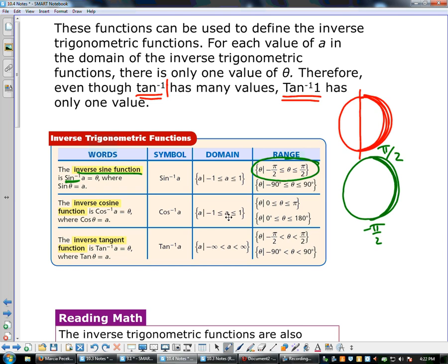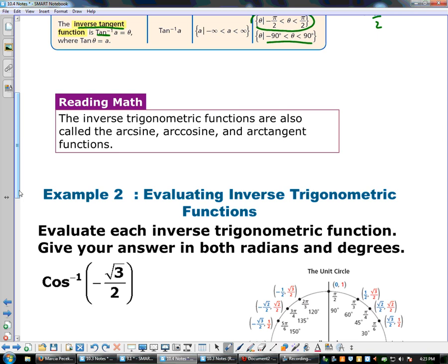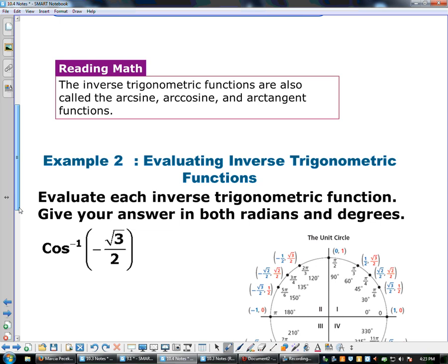If I'm looking for the inverse cosine function, again with a capital C, that restriction, my angle measure, is between 0 and pi. And if you notice, underneath each of these, it's giving you the equivalent in degrees. So cosine is the top half of the circle, and then the inverse tangent function with a capital T, that restriction is negative pi over 2 to pi over 2, or negative 90 to 90. So we're going to keep that in mind when we want to solve these. You can also call them arc sine, arc cosine, and arc tangent as another way to refer to those.